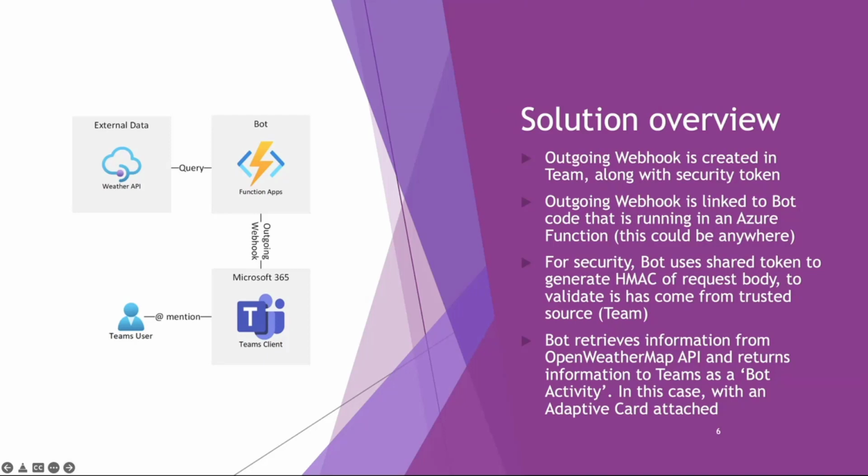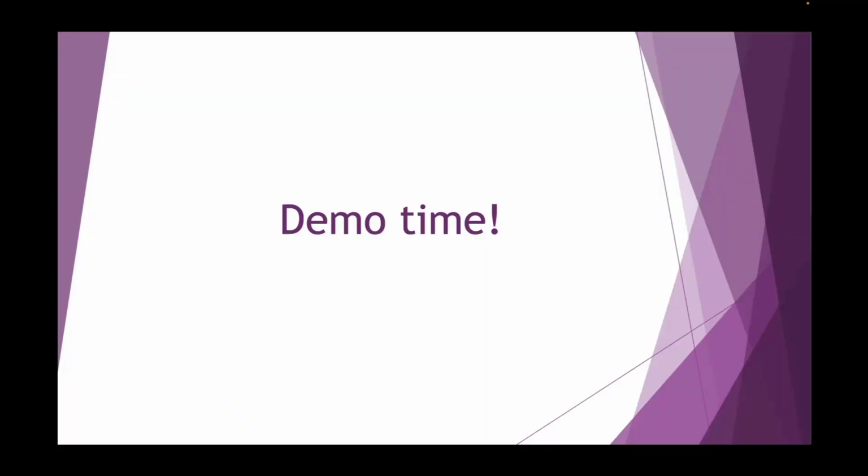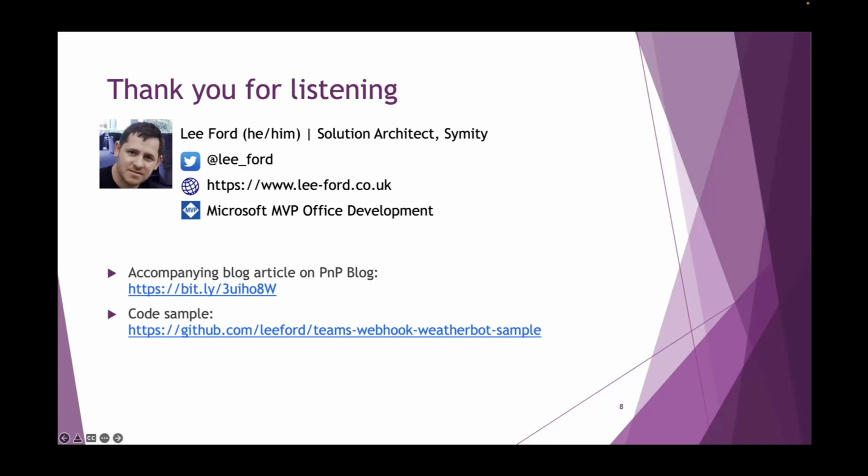effectively the weather forecast, if it's found, if it's a valid location, back to the Teams user in the form of a bot activity or Bot Framework activity. And in this case, we're attaching an adaptive card to make it a bit more fancy than just text. So that ultimately is the solution. And what I'm going to do now is just do a quick demo of it.